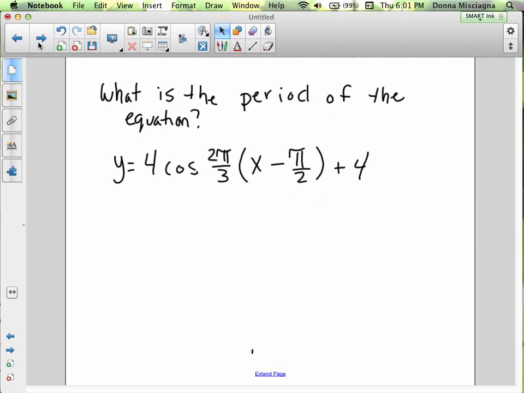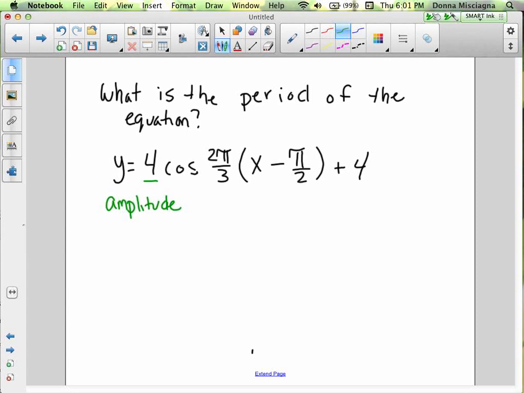Right, so let's find all of the parts to this. So the amplitude, and that'll help us review. The amplitude is the coefficient in front of sine or cosine, so the amplitude is 4. The period, which is what we're looking for, is going to be 2 pi divided by b. b equals the coefficient on x. So in this case, right there is b. b is 2 pi thirds.